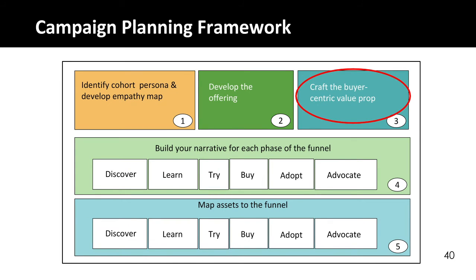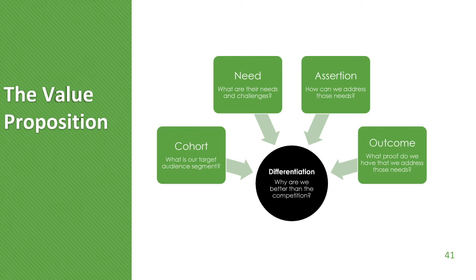Exactly. I love that. So part 3 is that buyer-centric value prop. Now, a value proposition, to take you through all these things, are the cohort, meaning you've got your segment, the need, what are their needs and challenges, the assertion of how you are addressing those needs and challenges, and then the outcome, what proof do you have that you can meet those needs with the assertions you've made, and then the differentiation of how and why you are better than the competition. Those are all the ingredients you need to create your value prop.